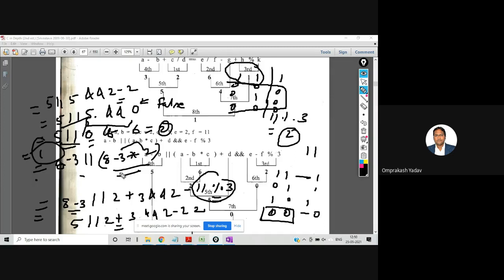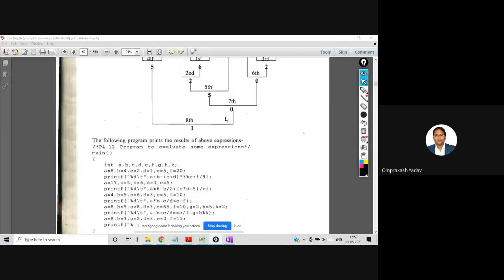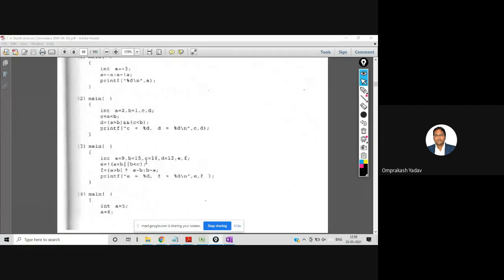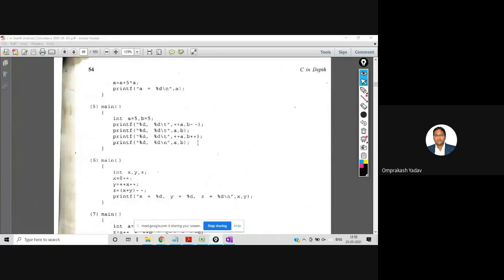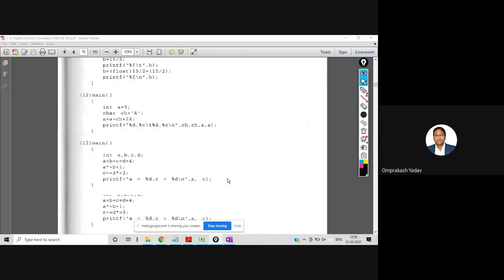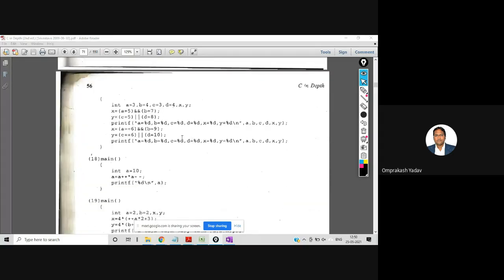Those who have not solved, please refer to it later and solve it. Let's go to the next one. Now we'll be seeing a few outputs and we're going to solve them. Before that, I was searching one AND and OR. Okay, let's try to see the output of this one.